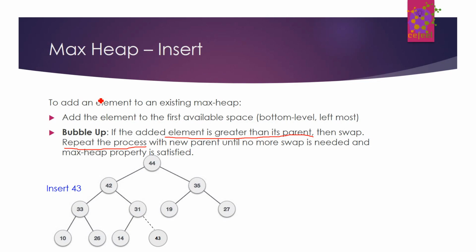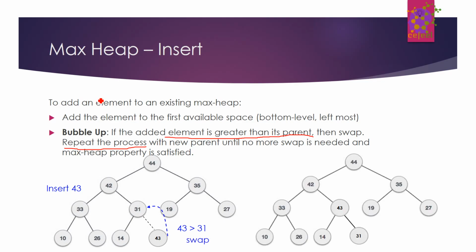So in bubble up, what we do is we compare the node with its parent. Now in this case 43 will be compared with this parent, and notice 43 is greater than 31. 43 cannot be the child of 31 because it violates the heap property. So we need to swap and move the greater element to the top. So 43 is greater than 31, due to which we swap, and then this is what we get. So 43 and 31 have been swapped, and then we have the node 43 one level up.